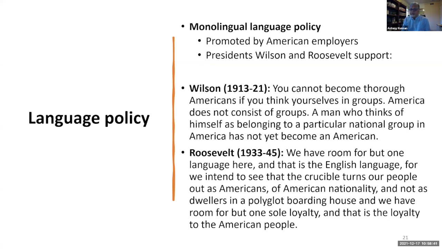Roosevelt said, "We have room for but one language here, and that is the English language, for we intend to see that the crucible turns our people out as Americans of American nationality, and not as dwellers in a polyglot boarding house. And we have room for but one sole loyalty, and that is the loyalty to the American people."